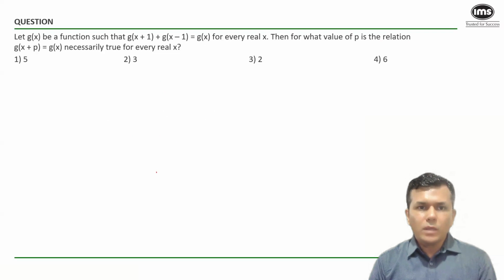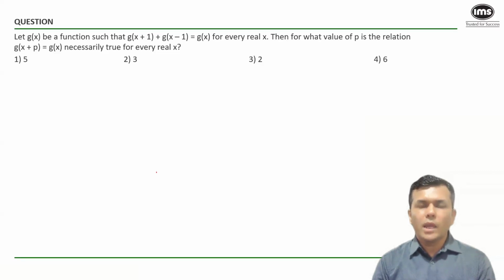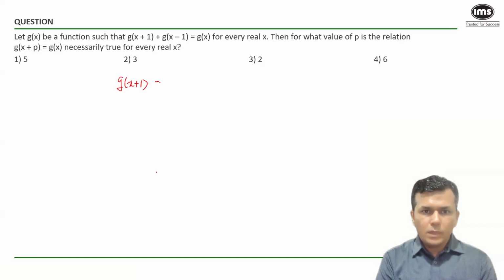Let g(x) be a function such that g(x+1) + g(x-1) is equal to g(x) for every real x. Then for what value of p is the relation g(x+p) = g(x) necessarily true for every real x? So this question says that g(x+1) is equal to g(x) minus g(x-1).